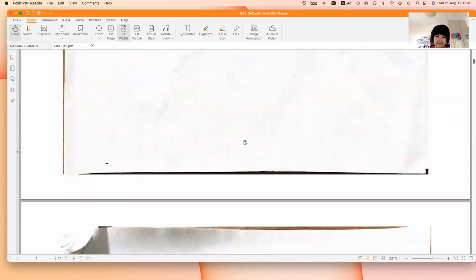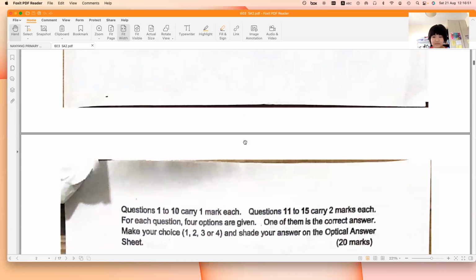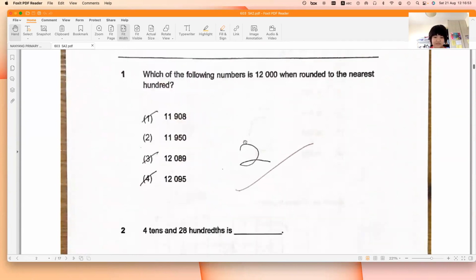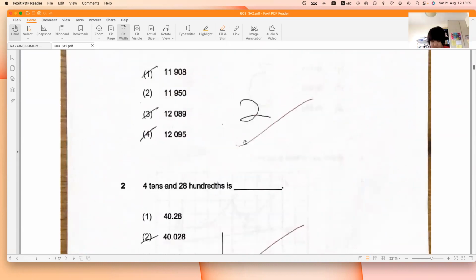How come you are so surprised? You should know you are not allowed to use correction tape, liquid paper and all those. I didn't know. Okay, but anyway, it's okay.